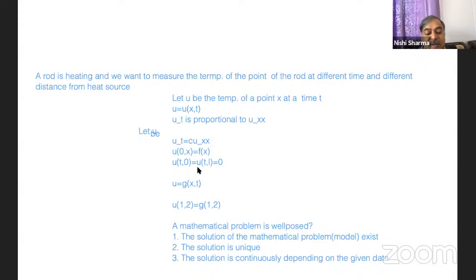Doing the experiment, or to have our problem well posed, we can specify the condition either on the boundary of the domain or initially. Yeah. Anybody else?